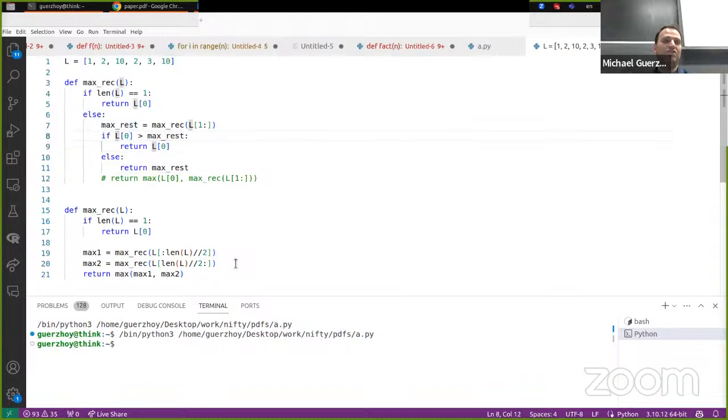Yeah, in essence, I'm just writing code that takes the larger of the 2 elements, right? So I'm just saying if L at 0 is larger, then I return L at 0. If L at 0 is not larger, then I return max rest. Yeah. Does it affect the complexity for the second?